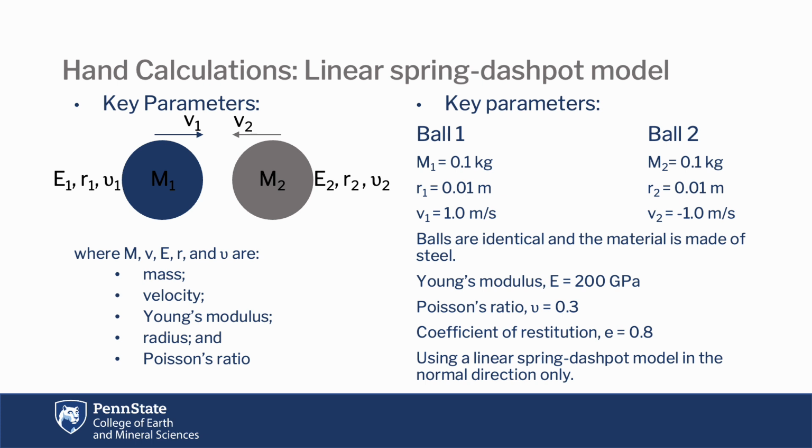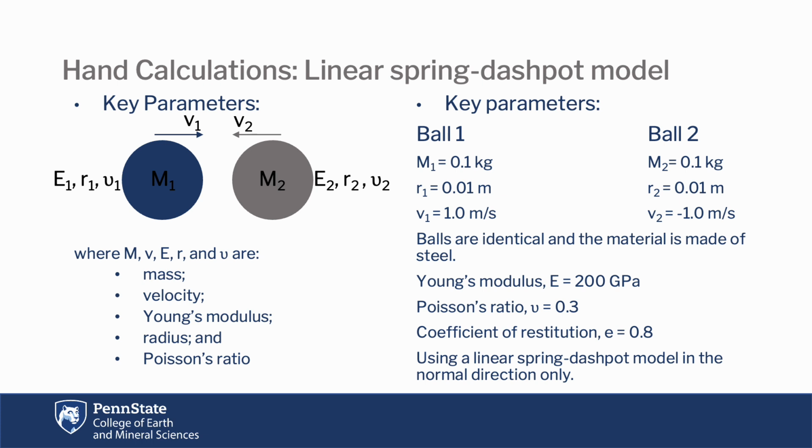So over here we're going to go down into the hand calculations with the linear spring dashpot model, just as you have seen before. Two balls of masses m1 and m2 with velocities v1 and v2 respectively. We know the Young's modulus E1, we know the radius of the balls R1, and the Poisson ratio, the variable V1, and on the other side for the second ball. So the parameters are the masses, the radius, and the velocity.